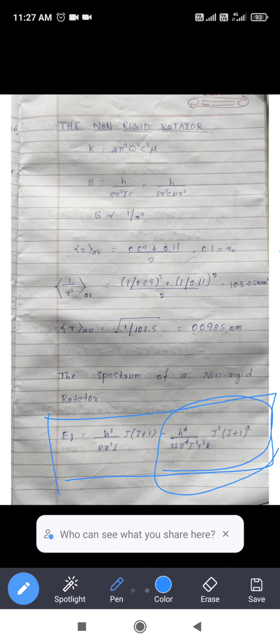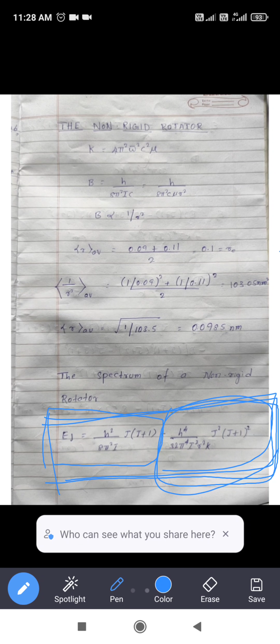So this equation has unit J. It is in joule. Okay. This is for the rigid rotator. Ej is equal to h square divided by 8 pi square I, j into j plus 1 for rigid rotator, and this is the extra term that comes from non-rigid rotator.